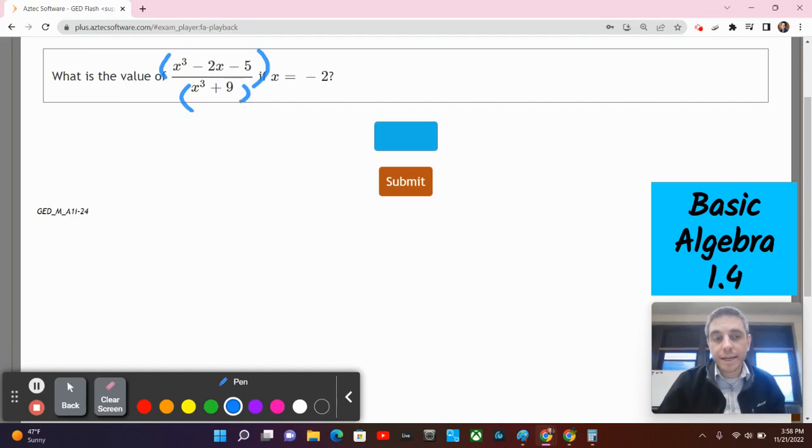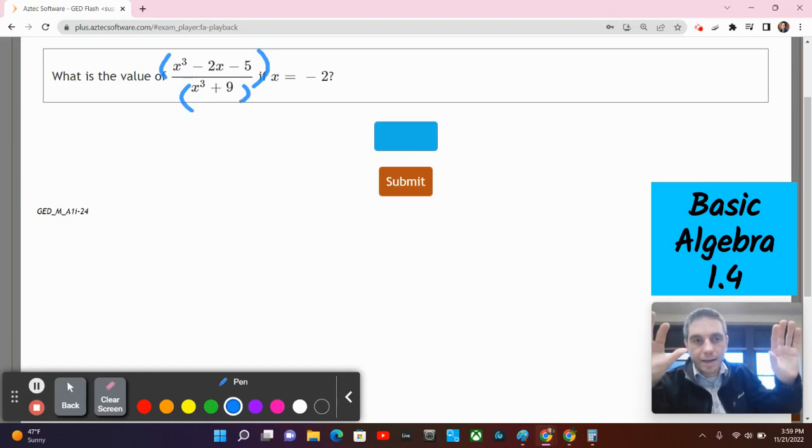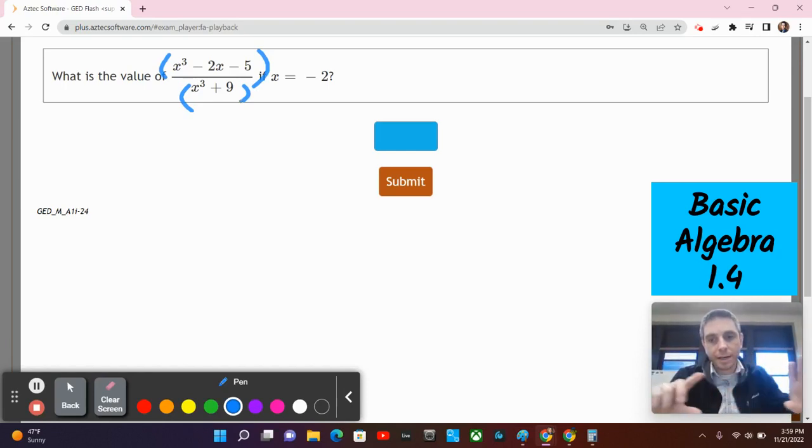Every fraction is like that. You could put parentheses on the top and on the bottom of every fraction, really, and it would be appropriate to do so. We need to calculate everything on the top of the fraction, get that number. Then we need to calculate everything on the bottom of the fraction and get that number. Then at the very end is when we're going to divide the top and the bottom.